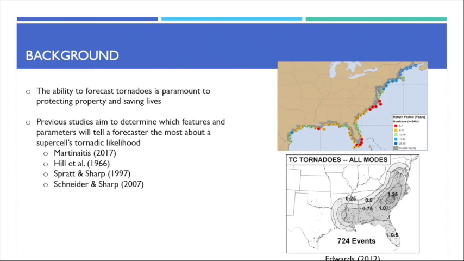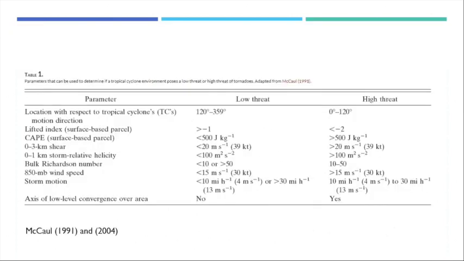And I'll be looking at 2 things. I'll be looking at the environment, and I'll also be looking at individual cells and analyzing them from there. So starting off with the analysis of the environmental parameters, a paper by McCall in 1991 sets a good threshold for values that would signify a strong environment for tornado formation, and later papers also work to pick out which of those parameters are the most influential, and those happen to be the surface-based CAPE, the 0 to 3 kilometer shear, and the 0 to 1 bulk storm relative helicity.